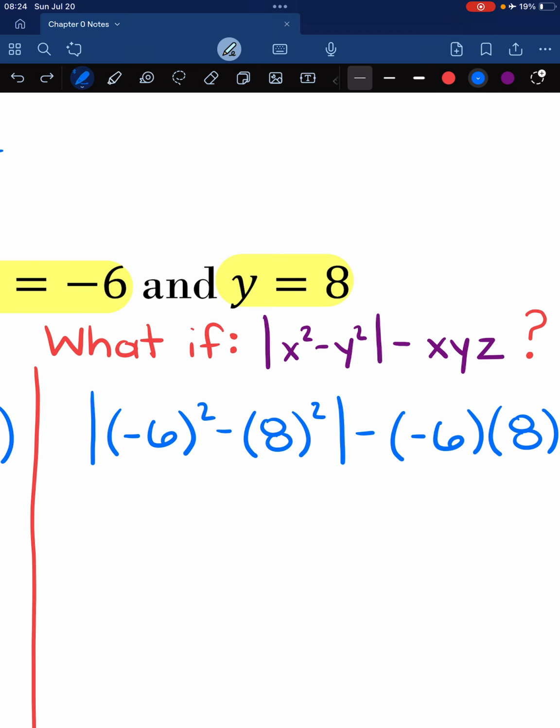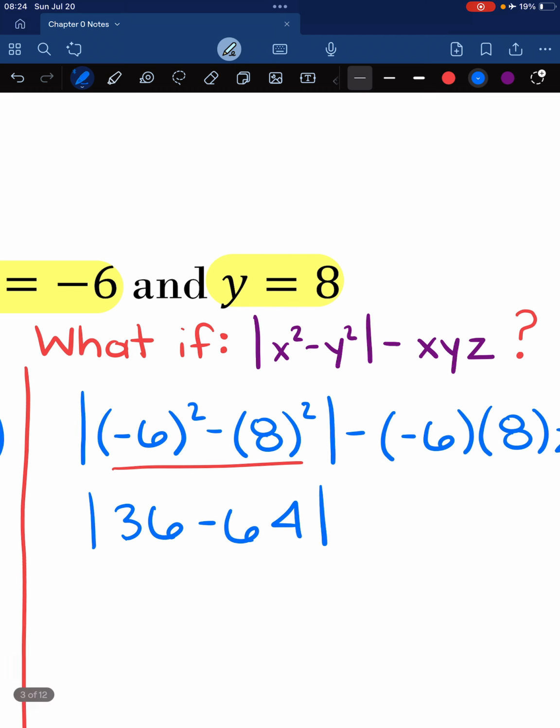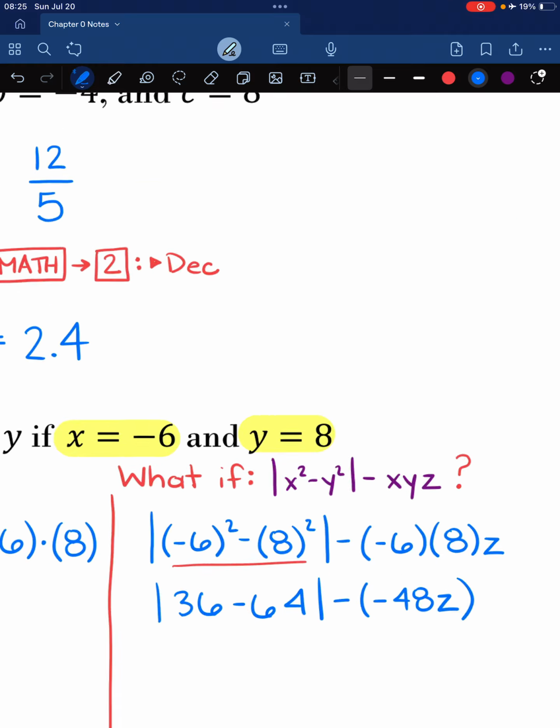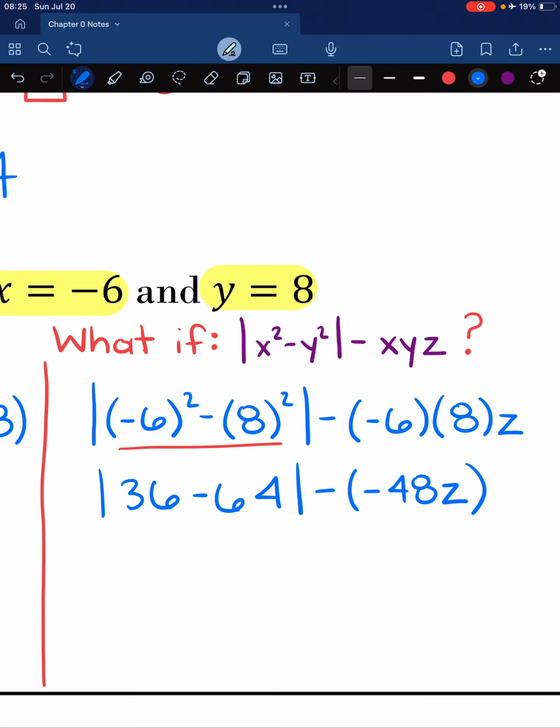So we need to go ahead and evaluate the parentheses. And since they're separated, I can go ahead and simplify both of these exponents at the same time. -6 squared is 36. 8 squared is 64. And then, since I know that I'm subtracting and the multiplication is going to happen before the subtraction, I can go ahead and multiply these. So times -48z. And that kind of saves me some steps.